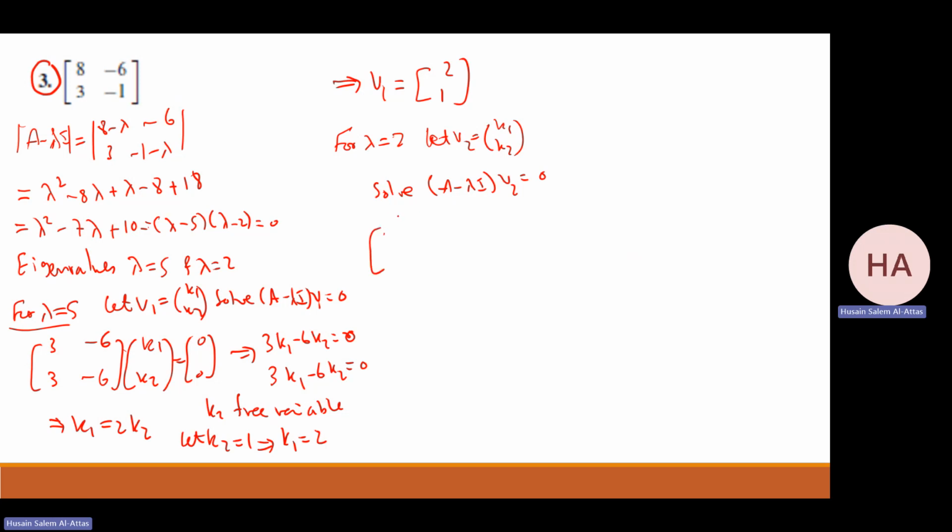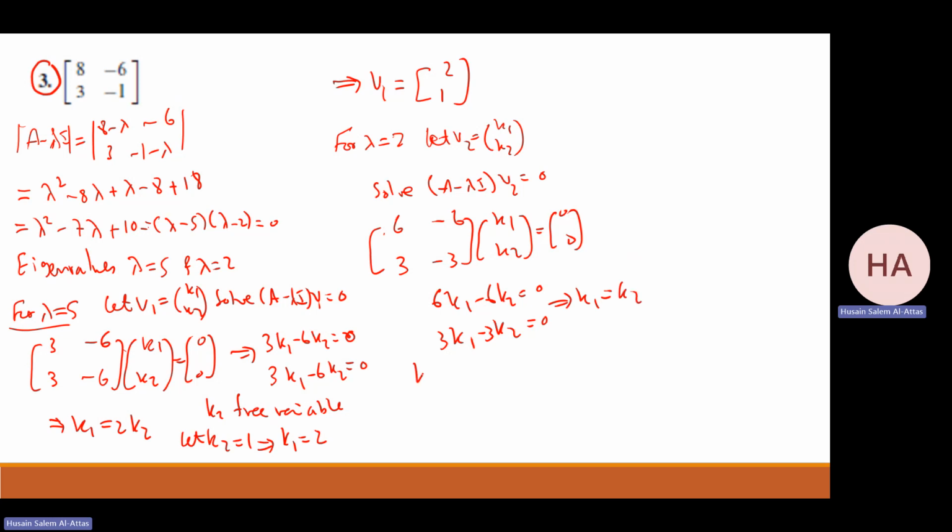Lambda is 2, so I have 6 minus 6, 3 minus 3, K1, K2 equals 0, 0. So I have 6K1 minus 6K2 equals 0. 3K1 minus 3K2 equals 0. Actually, I have K1 equal K2. So K2 is a free variable. I let K2 equal 1. K1 will be 1. So my second vector is 1, 1. That's it.